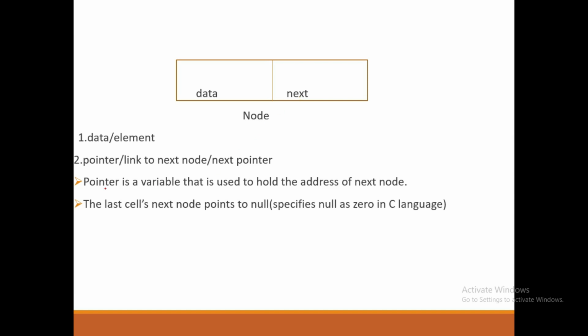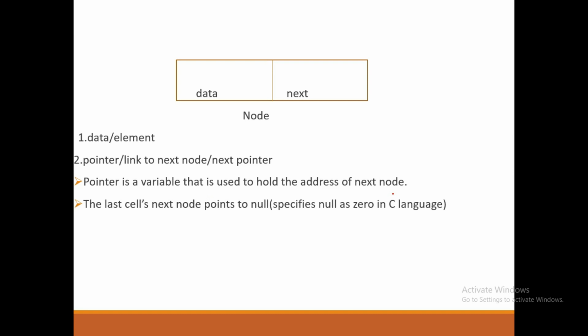Here the second part contains the address, so it means it's a pointer. You should know what a pointer is. A pointer is nothing but a variable that is used to hold the address of the next node.